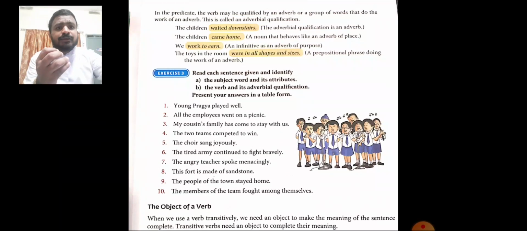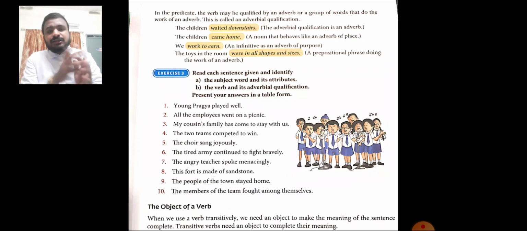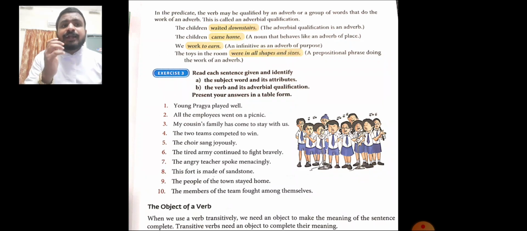Now we have seen the predicate with a group of words, and that group of words always does the work of an adverb. So that is called an adverbial qualification.